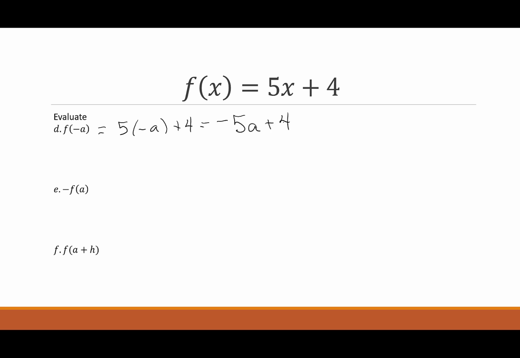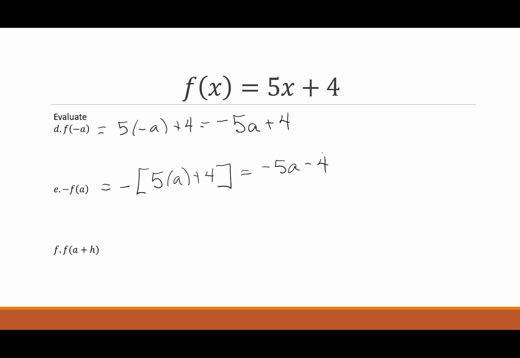E looks similar. It says negative f of a, but the value will be different. So notice I'm going to have negative, and then whatever f of a is. So let's do a bracket here, and say f of a is 5 times a plus 4. Now this time, this negative outside the bracket needs to distribute to both the 5a and to the 4. So I get negative 5a and then minus 4. So there is a little difference between f of negative a and negative f of a for this particular example.